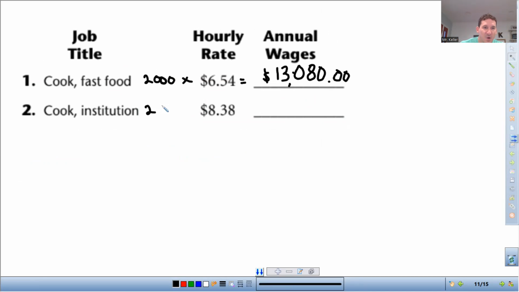Again, a cook at an institution. Not sure what that means. But you take that 2,000, multiply it by kind of a weird number for an hourly rate, 8.38, whatever. That comes out to 16,760. So when you're estimating your annual wages, you're just multiplying by 2,000. That'll do it for today.